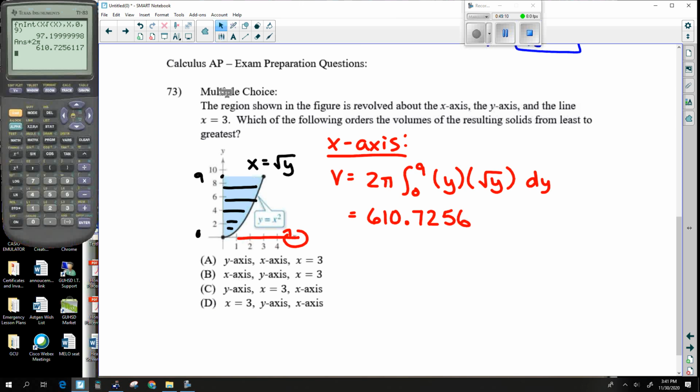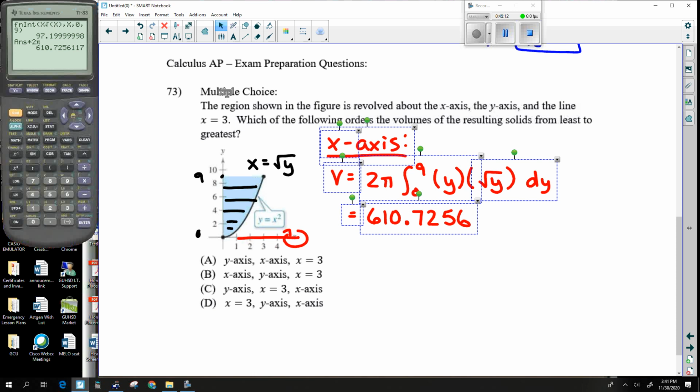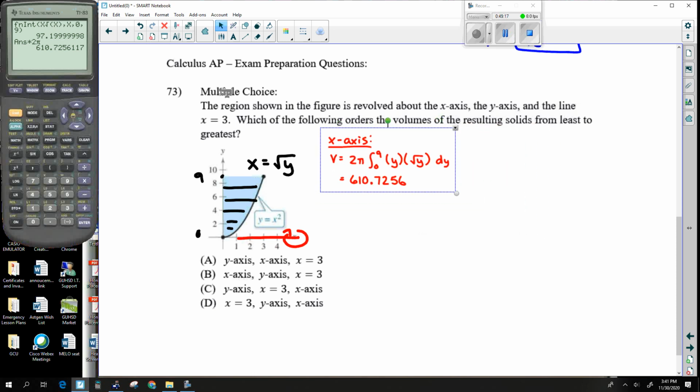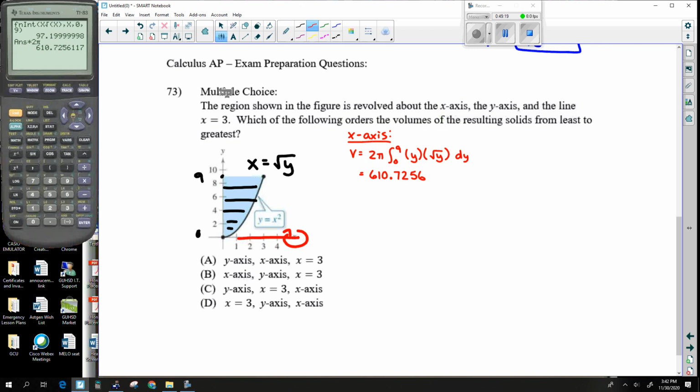If you want to see the actual algebra of it, I believe I did it on the answer key, so take a look at it there. But right now, this is how I would really do it if it were up to me. All right, so that is that.